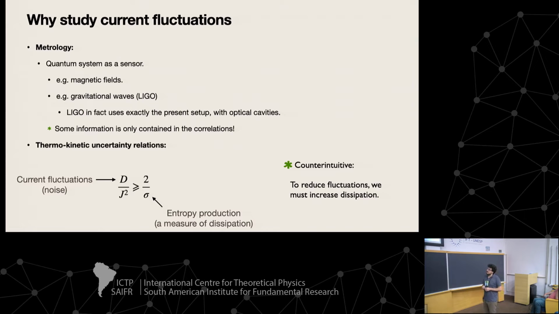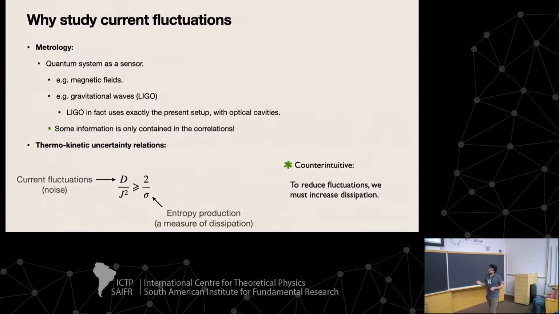Another application that I'm interested in is what's called thermodynamic uncertainty relations. These are relations that appeared in classical thermodynamics very recently, maybe 5 years ago. These uncertainty relations essentially provide a bound for the fluctuations of a given current. So J squared is the average current, squared, and D is the variance of the current, the fluctuations of the current. And these uncertainty relations say that this ratio must be larger than something which depends on the entropy production, which is a quantity in thermodynamics that is used as a measure of dissipation.